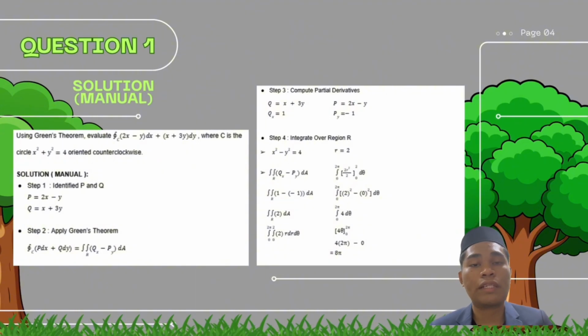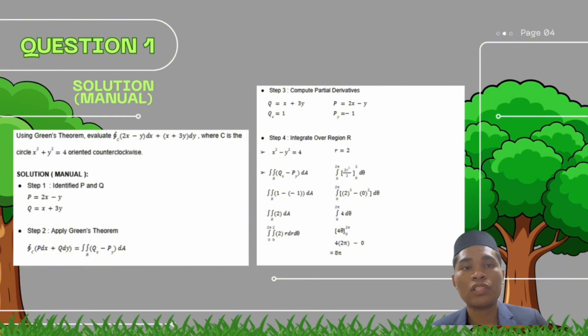In step 4, we integrate over the region R, the shaded region. The first thing we do is find the R value, the radius, from the circle equation. From the equation x squared plus y squared equals 4, we get R equal to 2. So we rewrite the general Green's Theorem equation, which is the double integral over R of (∂Q/∂x minus ∂P/∂y) dA.